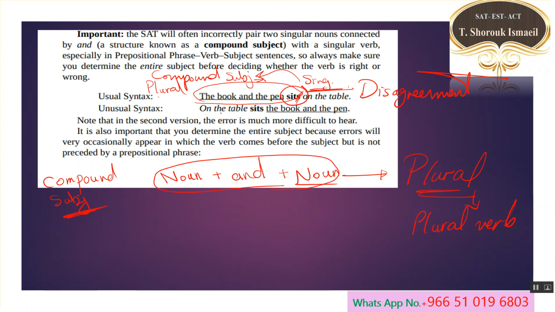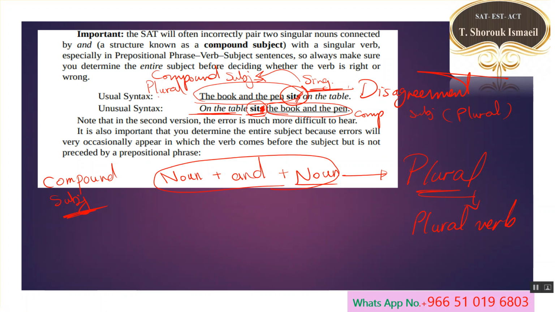Here, on the table sits is just another structure. On the table is a prepositional phrase. Sits, that's the verb, and it's singular. The book and the pen is a compound subject, so it's a plural subject here, and actually we deal with it as plural. So again, I have a kind of disagreement between the subject and the verb. I need to drop the S to make them agree together, or to fix it.